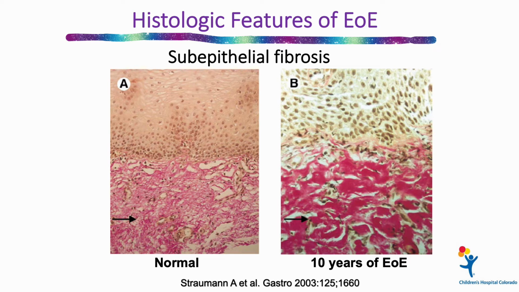And this is an example of subepithelial fibrosis that can be seen on biopsy in panel B. You can see this is a patient after 10 years of eosinophilic esophagitis that wasn't appropriately treated.